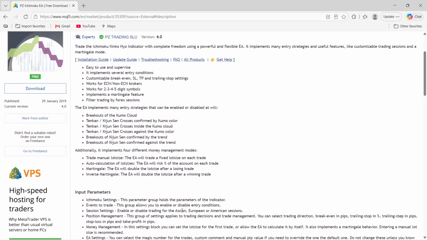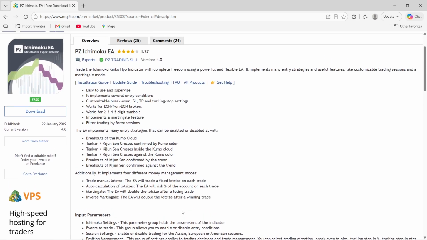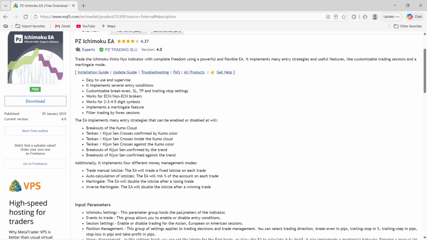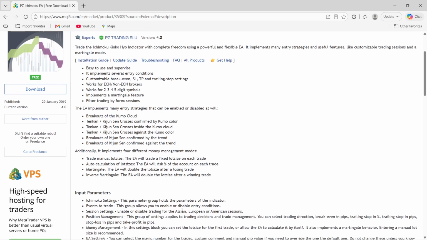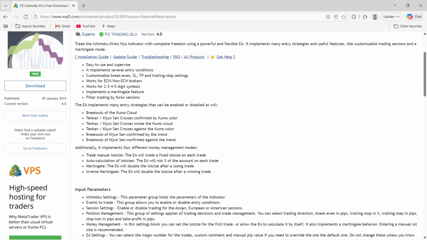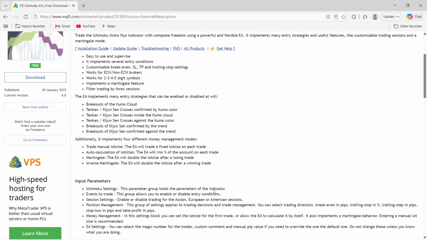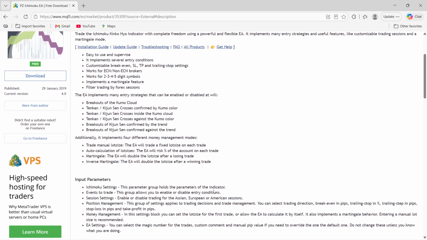All right, so let's also take a look at the features and settings. Actually, it's basically just dwelling on what I've already mentioned. The big selling point is customization. You can enable or disable each type of entry signal independently. Cloud breaks, line crosses, all of that. There are session filters for Asian, London, or New York to avoid low volume periods. Money management includes fixed lots, risk percent, and even martingale or inverse martingale options, though they recommend sticking with manual lots for safety. Position management is solid with break even, trailing stop with step, and pip based SL and TP.